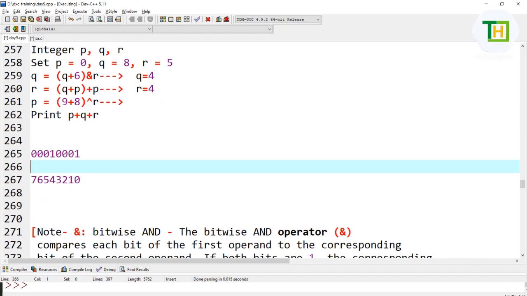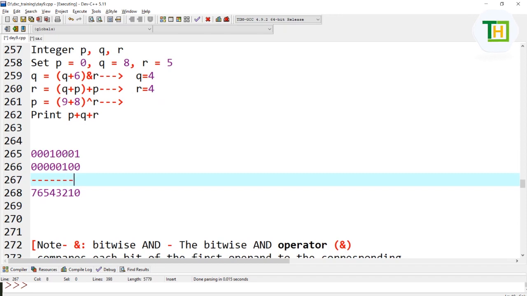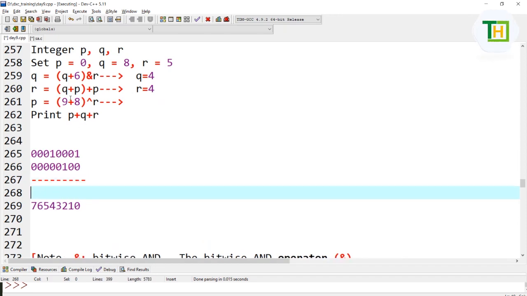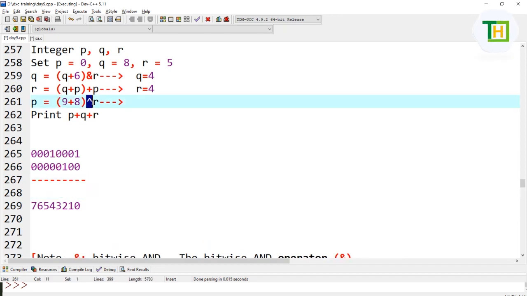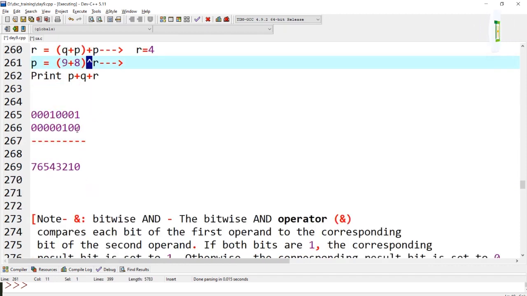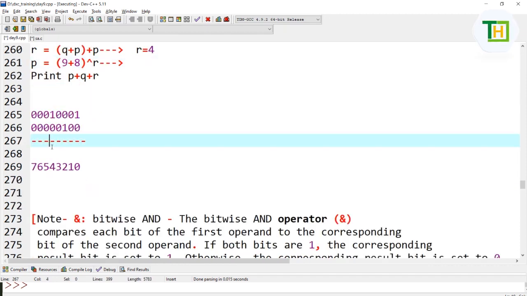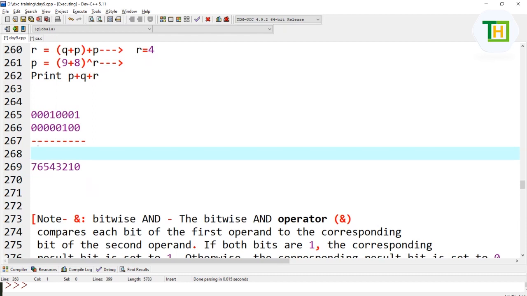Then the new R value is going to be 4. 4 in binary is going to be this one. Then what do I have to apply here? I have to apply the XOR gate. XOR means if both are the same, zeros or ones, it returns 0. If the values are different, we have to return 1. That's why here 0 0 0 and here 1 0 1 0 1.